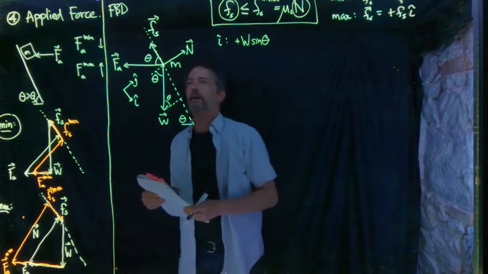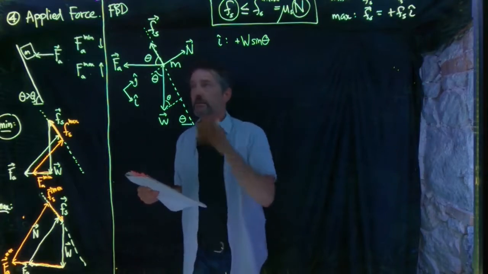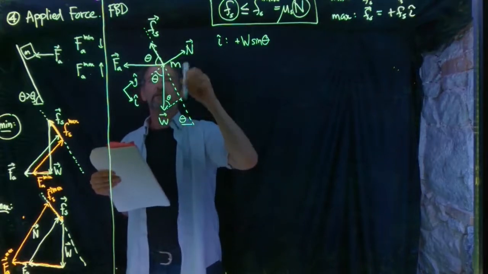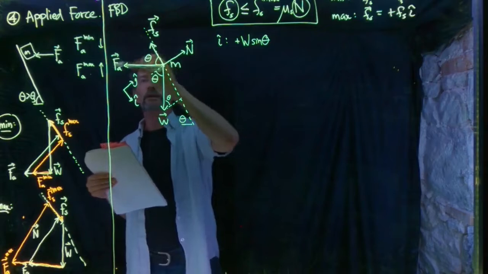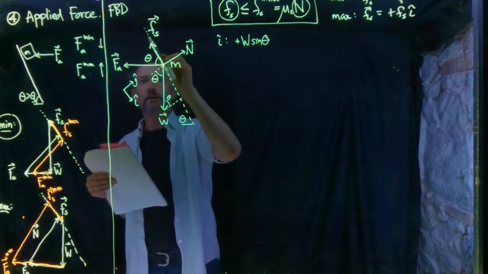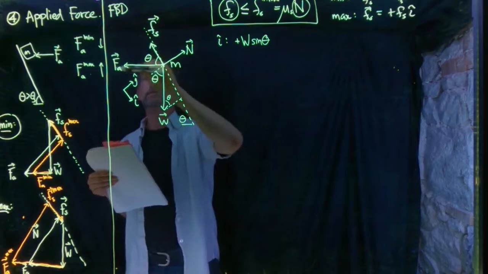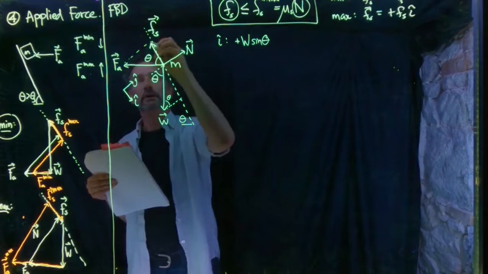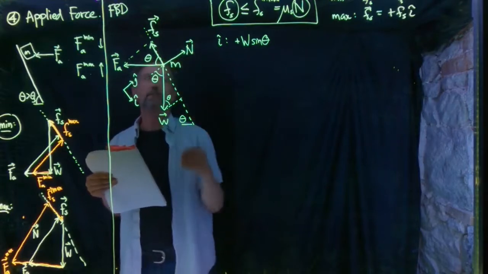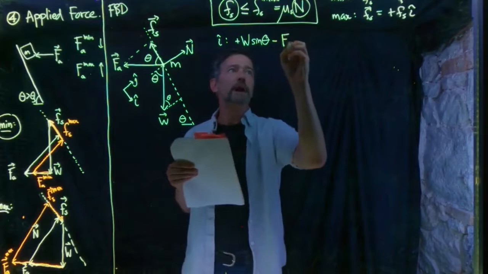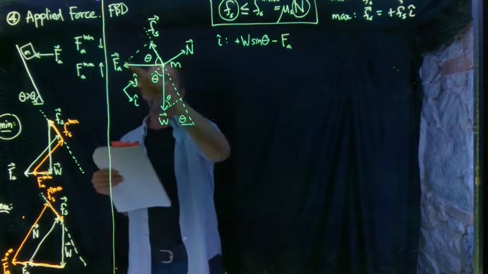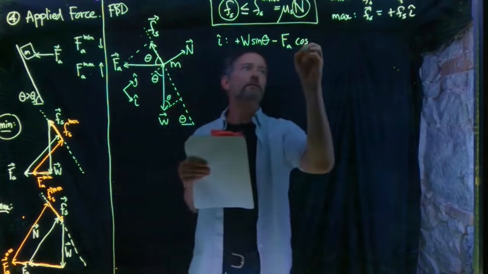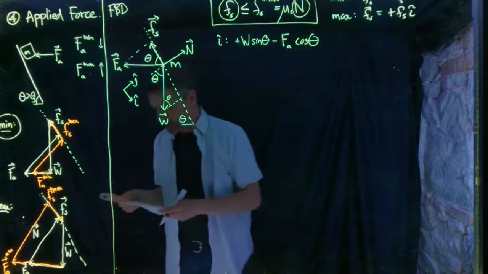Now let's look at the I hat component of the applied force. So I hat is this way, and so the I hat component of Fa is the projection of Fa along this direction, but we make it negative. So just take Fa times cos theta, that's the projection along here, and then make it negative, because I hat is that way. So it's negative the magnitude of the applied force, Fa without the vector on top, multiplied by cosine of theta.